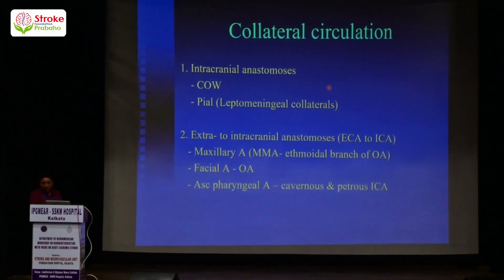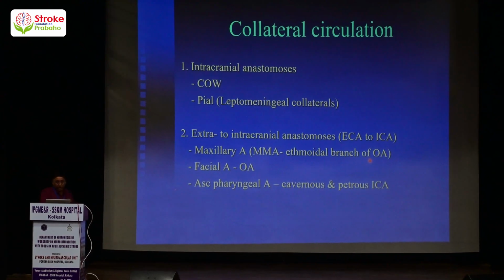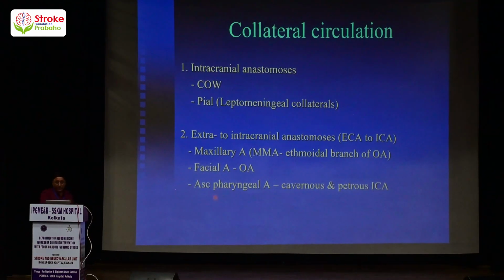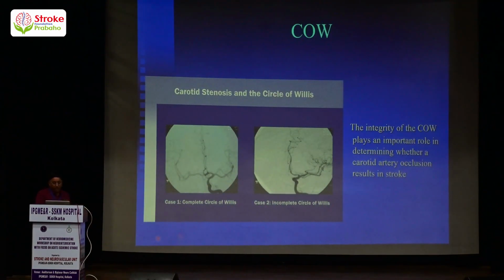Collateral assessment is again very, very important, and this is part of the DSA examination, and we must examine the circle of Willis. We must see the pial collaterals, as Dr. Rahul was saying, various leptomeningeal collaterals, and we have to see the extra to intracranial anastomoses, which are the commonest anastomosis to the middle meningeal artery, to the ethmoid branch of the ophthalmic artery, facial artery to the occipital artery, and ascending pharyngeal artery to the cavernous and petrous segments. So circle of Willis demonstration is very, very important, particularly when we are doing the cerebral DSA.